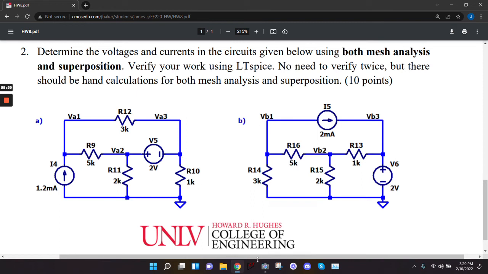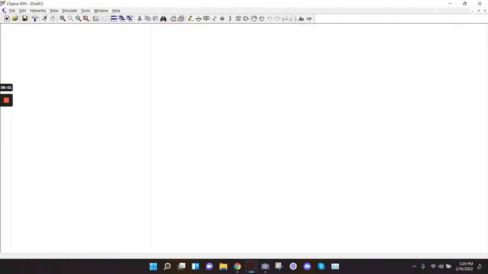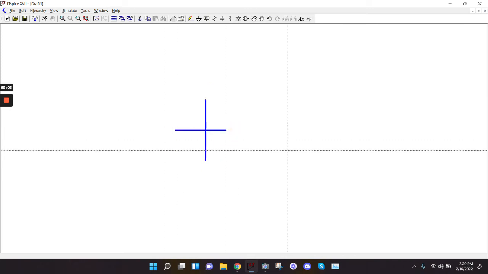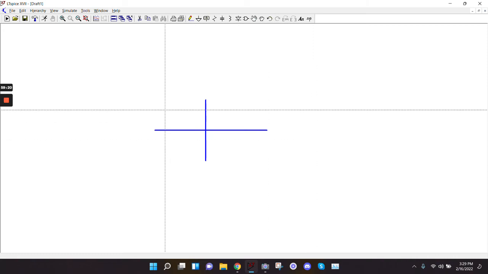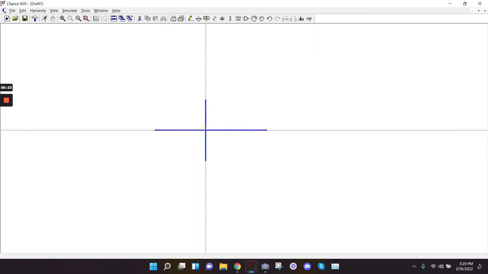A lot of people, on this previous homework, drew a wire like this, and they drew a wire like this. Those wires are not connected. If you don't see that dot, then that means that they're not connected. So a lot of people made that mistake. So don't do this when you have wires crossing. Make sure that you actually draw to the connection and then past it.